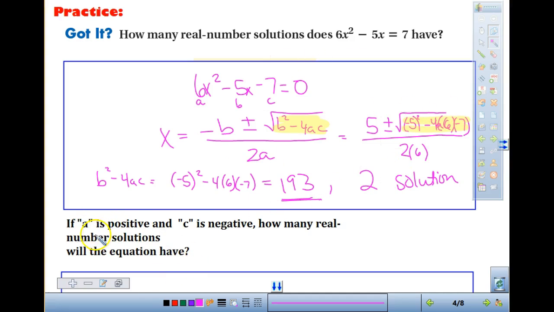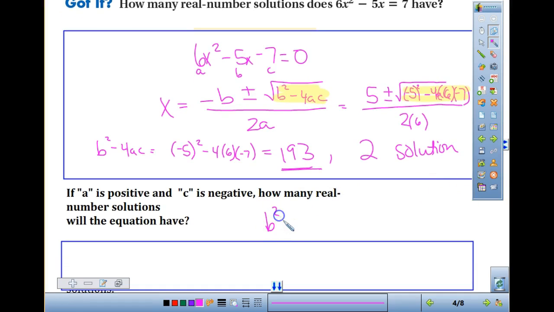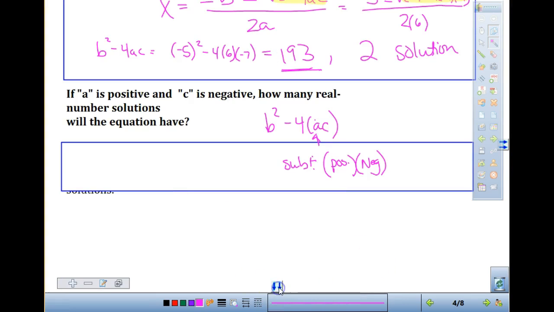So this next question says, if A is positive, like here, and C is negative, like in this example, how many real number solutions will you always have? And so this is what I want you to think about in that b squared minus 4ac. If A is always positive, so you're subtracting, right? So you have a minus, subtracting, and then A is always positive, so 4 times a positive number is going to be positive, and C is negative. What's always going to happen to that answer? How many answers should I always have? If I'm subtracting a positive number times a negative number, what is always going to be the case?